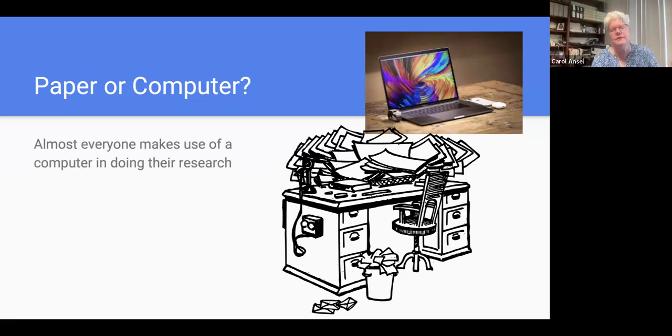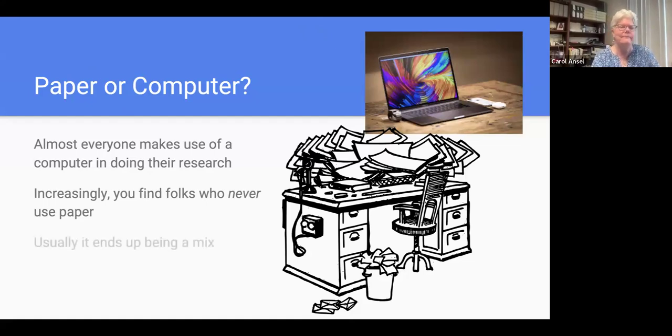Almost everybody uses a computer nowadays. I hardly ever hear of anybody who's just using paper. But if you're one of those people that started 20 or 30 years ago, you probably didn't have a choice. There weren't computers yet. But it's good to have both. I had some guy say I never use paper, and I'm like, well, think of all those cool documents. If you end up with a real original document, that's paper, and you're going to want to hang on to that. So it usually ends up being a mix.